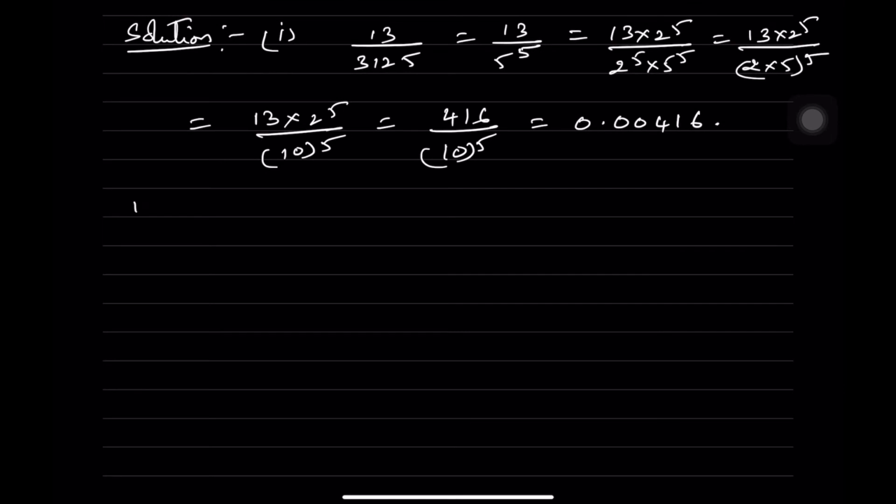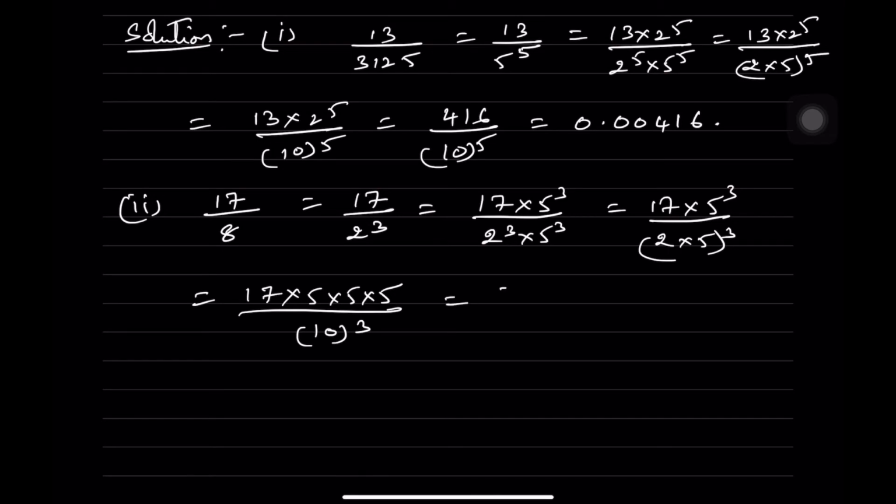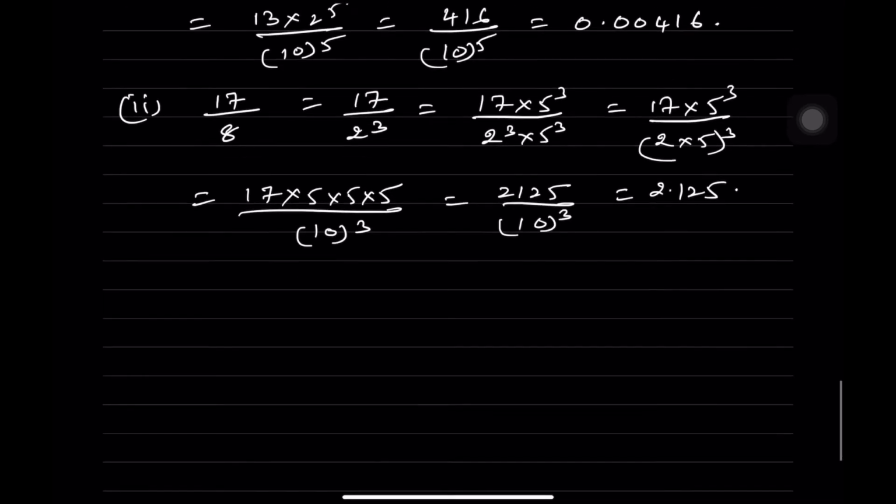So the second one is a terminating decimal expansion. We'll see 17 by 8, which is equal to 17 by 2 cubed, which can be written as 17 into 5 cubed by 2 cubed into 5 cubed, which is equal to 17 into 5 cubed divided by (2 into 5) whole cubed, which is equal to 17 into 5 into 5 into 5 divided by 10 cubed, which is equal to 2125 divided by 10 cubed, which is equal to 2.125.